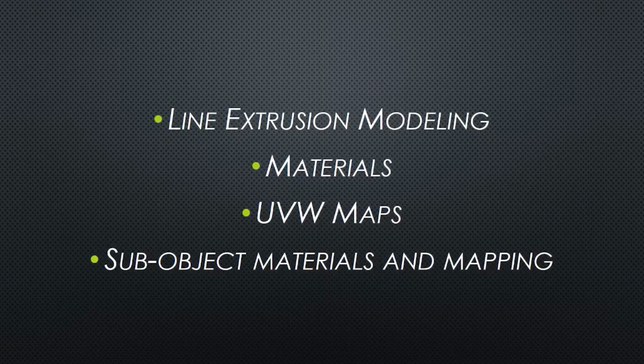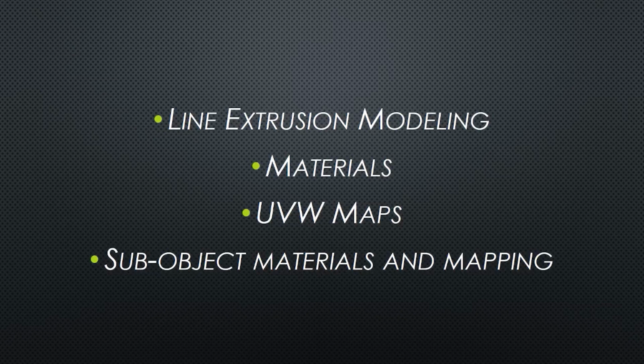How do you define and change your UVW maps? And then we're going to be looking at sub-object materials and mapping. I want to put different UVW maps on different parts of my objects, or I've got different materials that I want on different parts of my object.